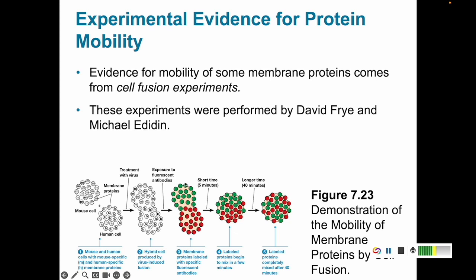The mouse proteins are labeled with a green fluorescent stain, and the human proteins are labeled with a red fluorescent antibody. If the proteins aren't moving at all, you would expect the green to stay at one end and the red to stay at one end. But after allowing that cell to sit for about 40 minutes, you start to see red and green moving all along. Even within a few minutes, you can see the red starts to move up and the green starts to move down. So we do know that membrane proteins are able to move by seeing how the red and green labeled proteins are moving around on this cell.